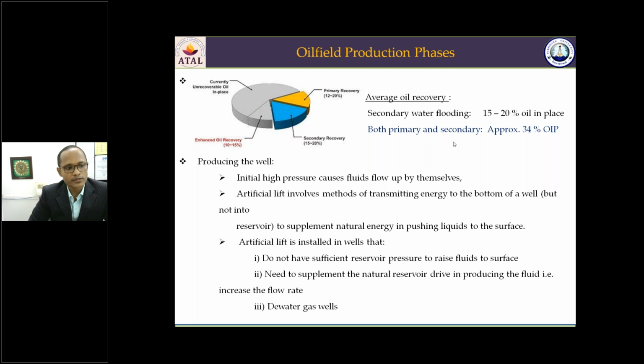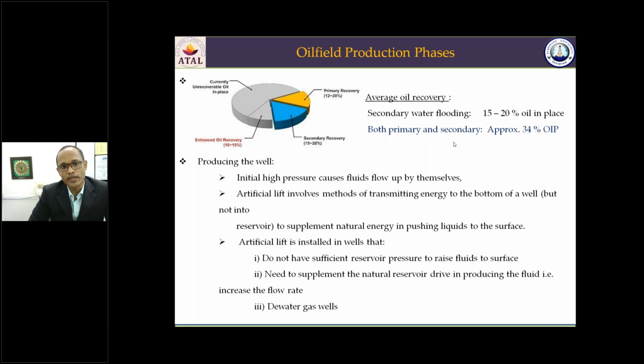Now, artificial lift is employed for mainly three reasons. One is when the reservoir energy is low. When the reservoir energy is low, the fluids will not come to the surface on their own. In those cases, the artificial lift methods are implemented so that the fluids can be produced to the surface. It is also used when we want to increase the rate of production, when we want to increase the amount of fluid that is coming out to the surface. To increase the production from the well, the artificial lift methods are also used.